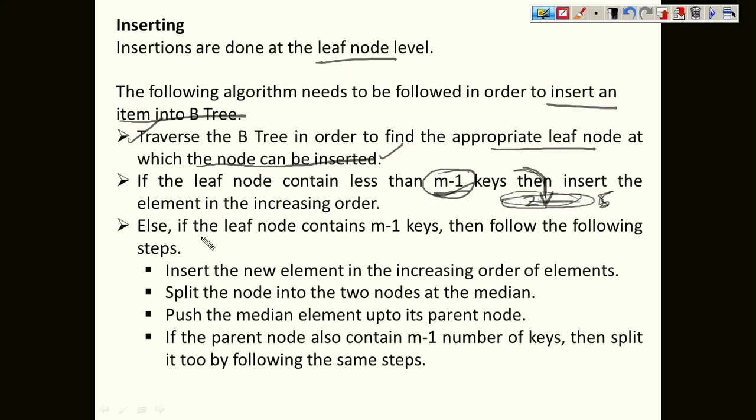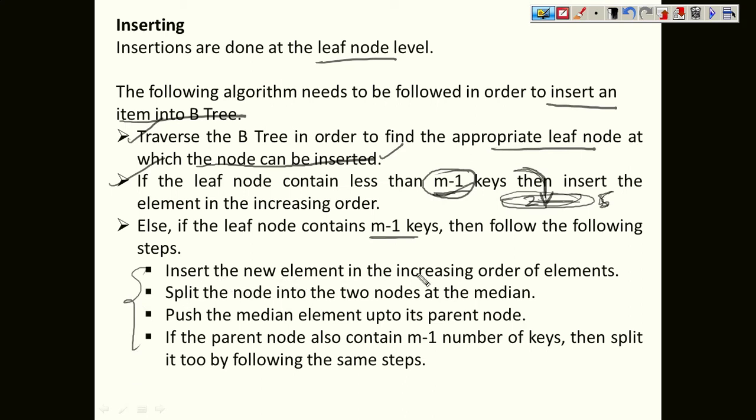Now, this we have already seen. Else, if the leaf node contains m minus 1 keys, meaning you have reached the leaf and identified where the new key is to be inserted, but the node is already filled with m minus 1 keys, then we have to do some process. What is that?